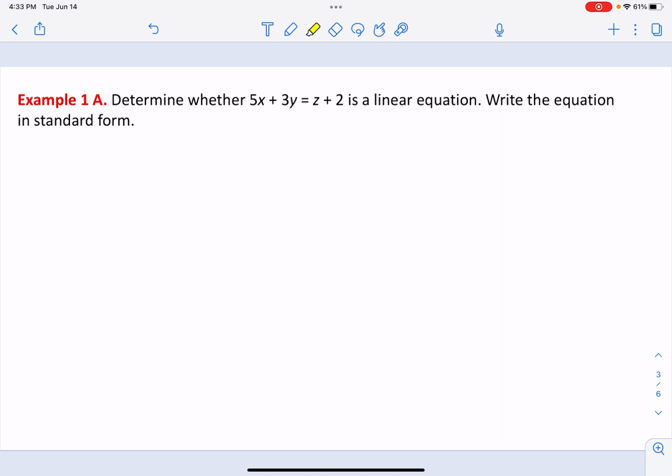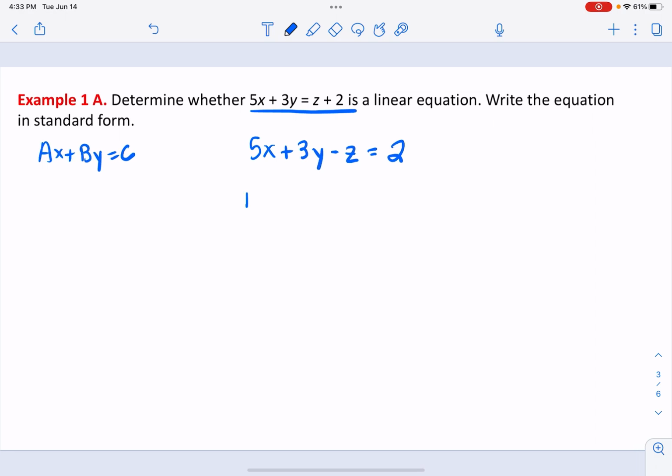So in this first example, determine whether that is a linear equation. Write the equation in standard form. Remember, our standard form is ax plus by equals c. So in this equation, let's get 5x plus 3y. Let's subtract the z over to get all variables on one side. So this is not linear because of the z term. This would actually be an equation in 3 variables. Now this would be the standard equation for a 3-variable equation, but don't worry about that till algebra 2.